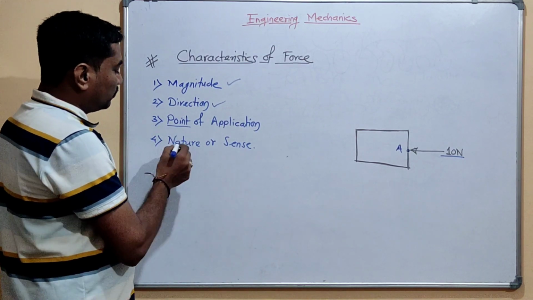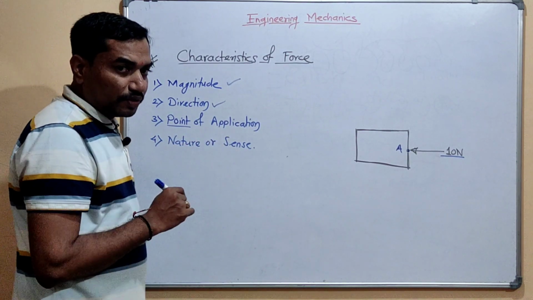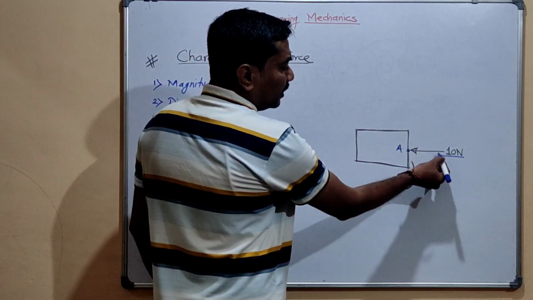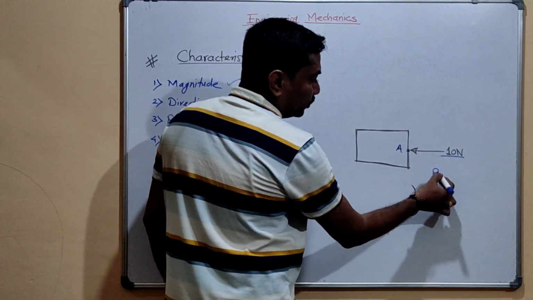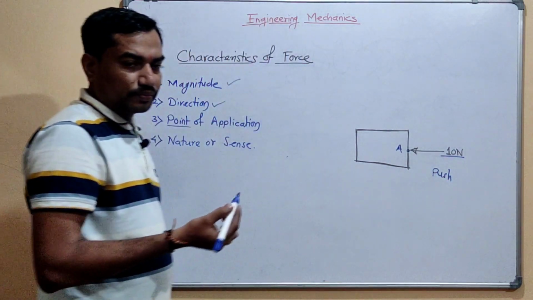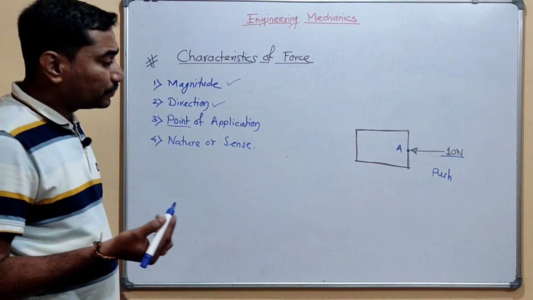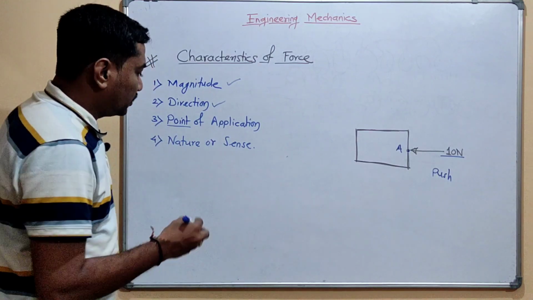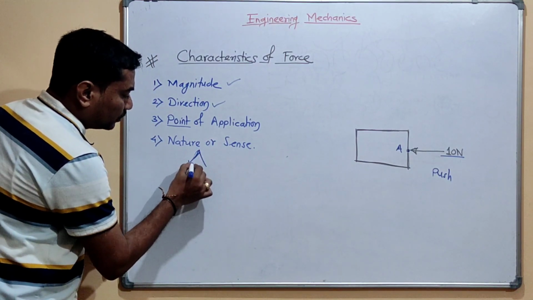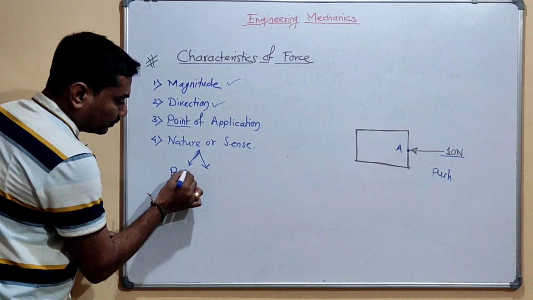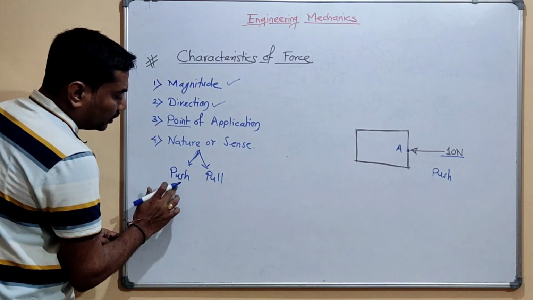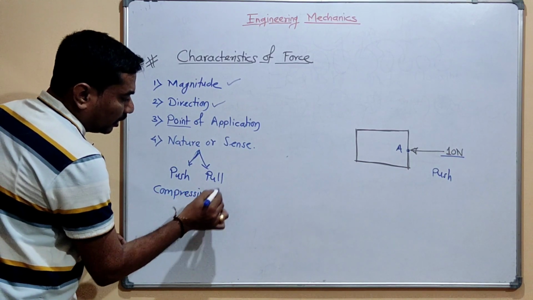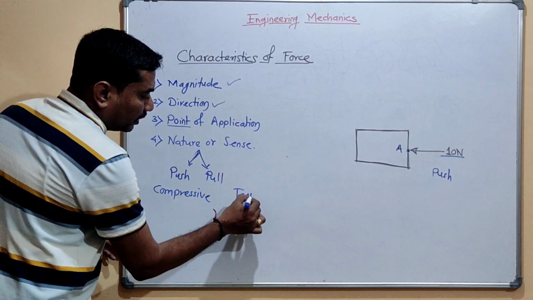And the last characteristic of the force is the nature or sense. Nature or sense means whether it is push or pull. So this force is acting towards the body, so this is a push force. It may be pull. So push is also known as compressive force and pull is also known as tensile force. Okay, so nature of force, one is push and second is pull.